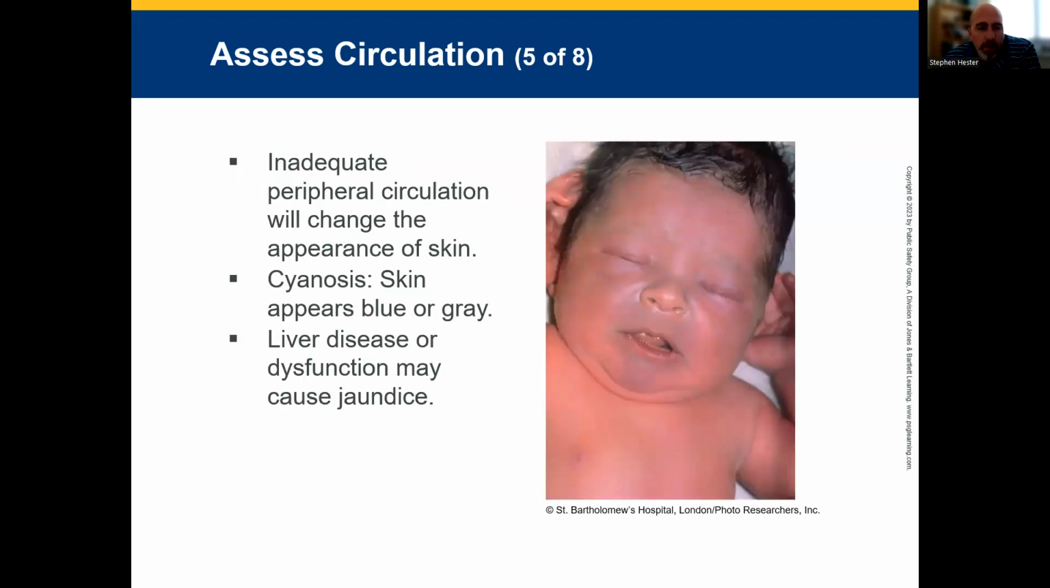All right, inadequate circulation will change the appearance of the skin. In cyanosis, skin appears blue and gray. Around the mouth here, it is blue and gray. We're really red here in the central area. Starting to look like we're turning blue here. Okay. So liver disease or dysfunction may cause jaundice, and that's usually a greenish yellowish color there.